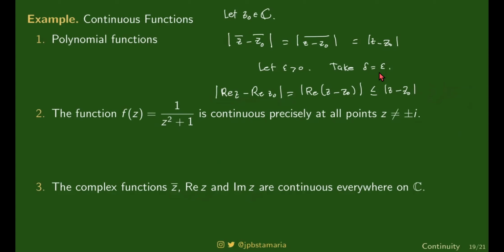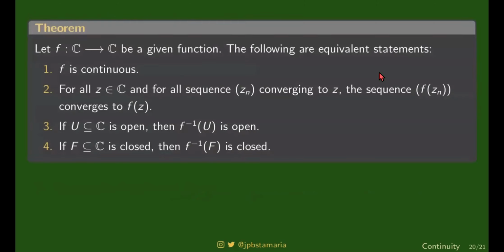Now, ano ba mga bagay na alam natin about continuous functions? So these are the things that we know. The following are equivalent statements. Whenever f is continuous, these three things are happening. Pag kumuha ka ng arbitrary point z in the plane at meron kang sequence na nagko-converge sa z, yung image ng sequence mo nagko-converge din sa f of z.